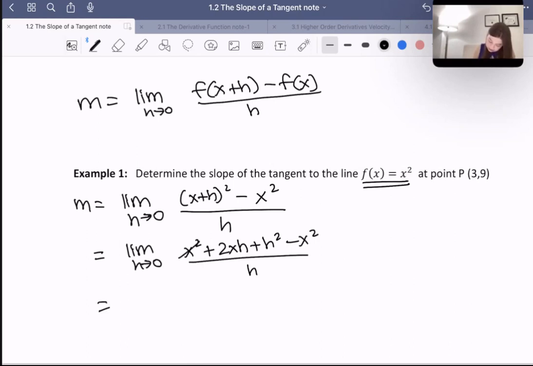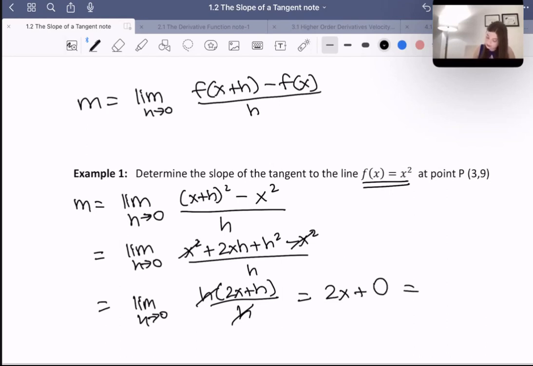And then I notice I have x squared minus x squared, so those cancel. And I also notice I can factor out an h from here, and then I can cancel these h's. And then at this point, we no longer have h in the denominator. So we can just plug in the 0 from limit as h approaches 0, because we will no longer get something that's undefined. And we will just get 2x plus h, which h is 0, which is just 2x. So 2x is the answer.